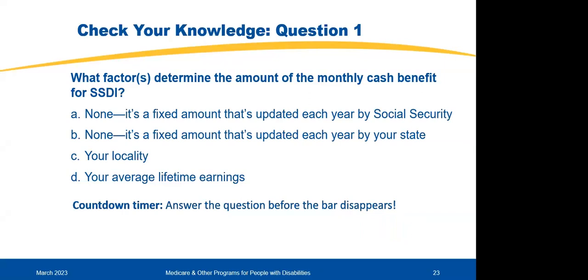Let's see what the answer is. A majority of you have thought it's D, your lifetime earnings. We've got some answers about maybe no, it's a fixed amount. So let's see what we have here. You're right, D, your average lifetime earnings is the correct answer.